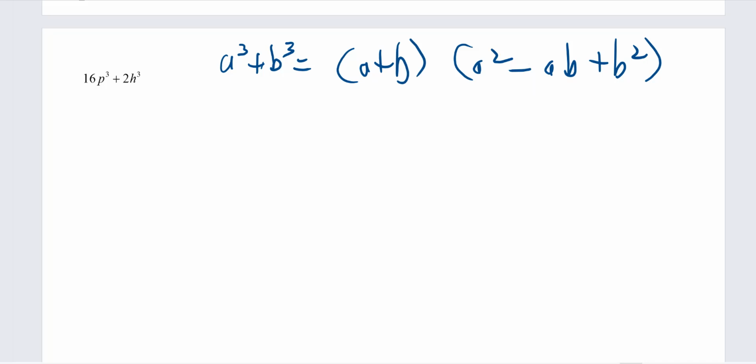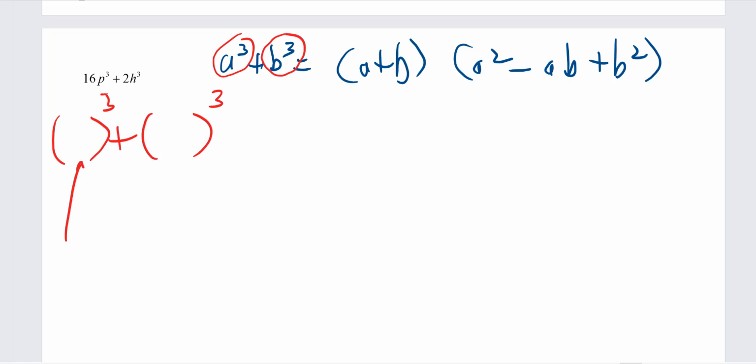Okay, so how do we do it? Well, since our left side looks like a cube plus a cube, we have to write the original thing as a cube plus a cube. So we have to figure out, what would you raise to the third power to get 16p cubed? And what would you raise to the third power to get 2h cubed? Well, that's going to be a problem. So we're kind of stuck at the moment.